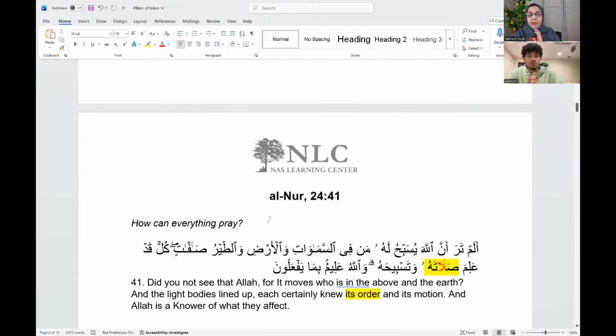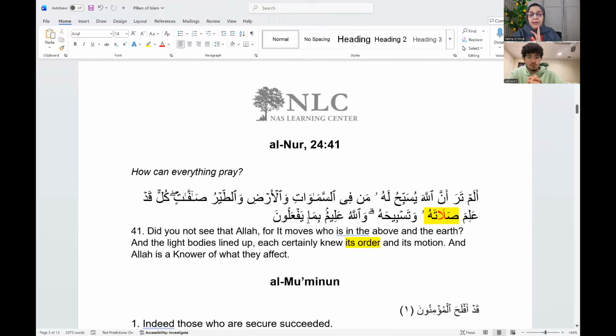So now in Surah Nur, you see this ayah, which is أَلَمْ تَرَ أَنَّ اللَّهَ يُسَبِّحُ لَهُ مَنْ فِي السَّمَوَاتِ وَالْأَرْضِ. Didn't you see that for Allah moves whoever is in the heavens and the earth? And then it says, what tayr? Light bodies, it could be birds, it could be whatever is light and can be flying. It says, وَالطَّيْرَ صَافَّاتٍ, lined up. كُلٌّ قَدْ عَلِمَ صَلَاتَهُ. So it means everything that was created knows its salah.